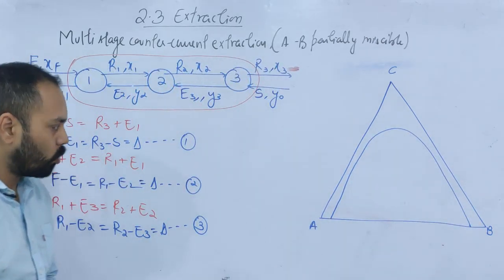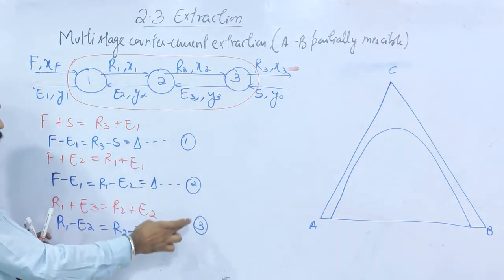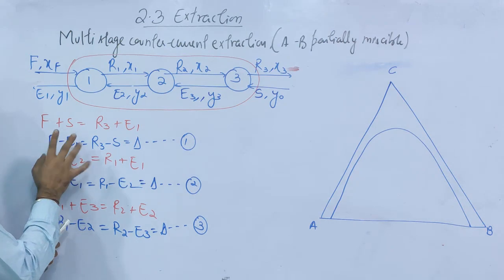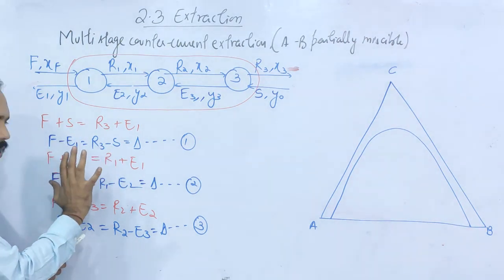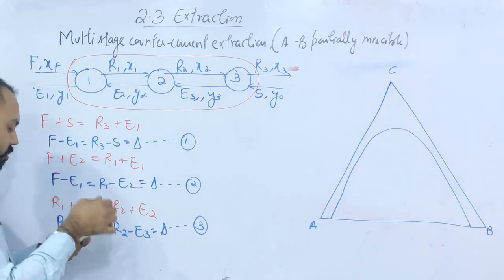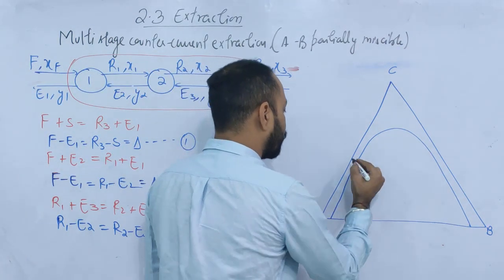This is the diagram given to you. Fine. Now one by one follow each equation, right? First equation has 4 terms, F, E1, R3 and S. Let me locate these 4 terms. So where should be F? Definitely F should be somewhere here.